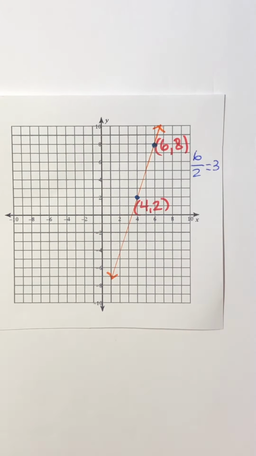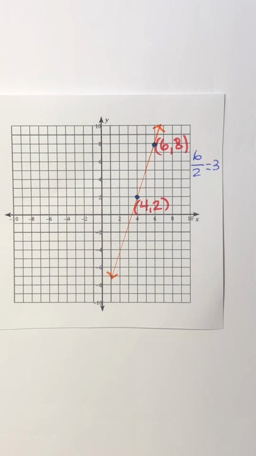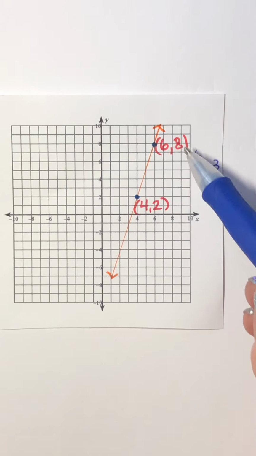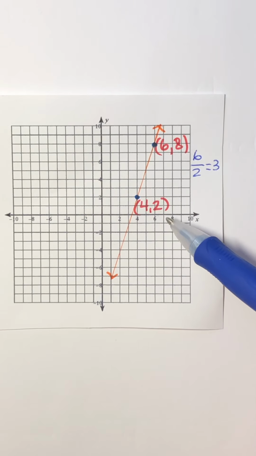So what I want to show you today is that we don't always have a handy piece of graph paper. So if I need to find the slope from 2 points that are given, we're going to use a formula today and use some algebra to figure that out.